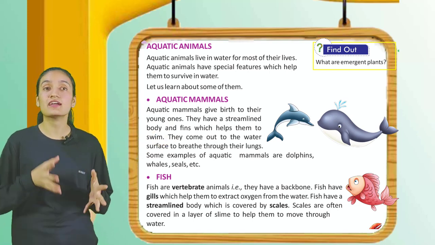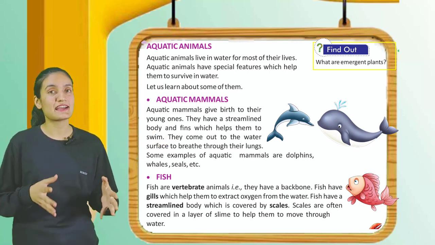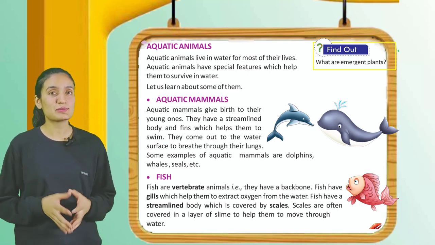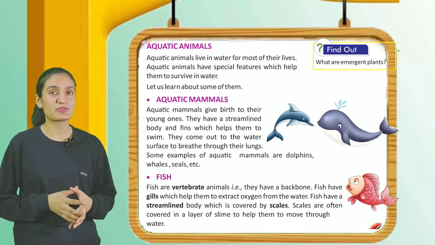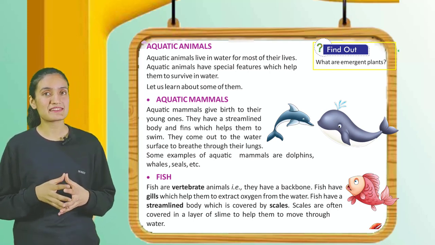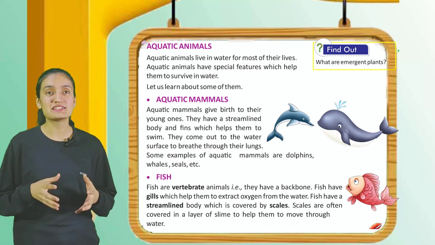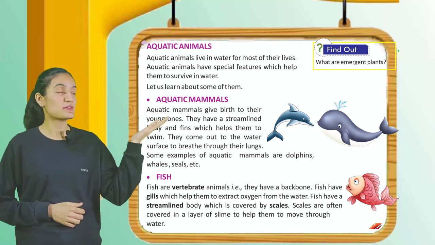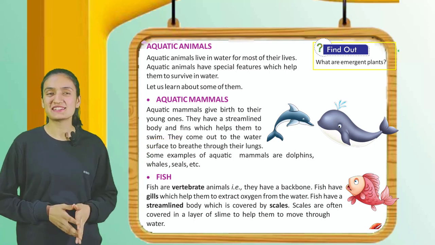Now, fish. Fish are vertebrate animals, that is, they have a backbone. Fish have gills which help them to extract oxygen from the water. Fish have a streamlined body which is covered by scales. Scales are often covered in a layer of slime to help them to move through water. You can see the photo of fish.